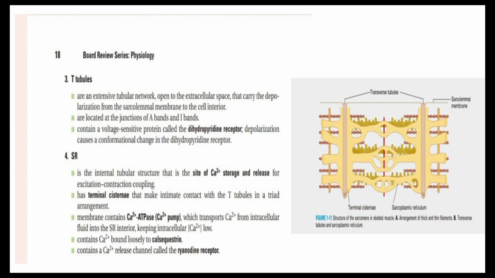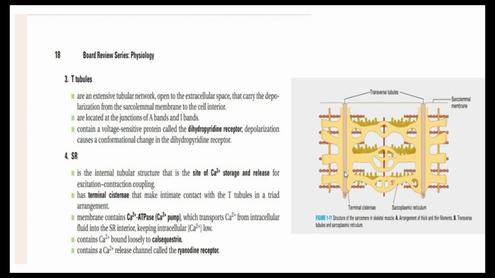The calcium is basically stored and released from the tubular structure, the sarcoplasmic reticulum. The sarcoplasmic reticulum is the tubular structure that is the site of calcium storage and release for excitation-contraction coupling. And it has the terminal cisternae that make intimate contact with the transverse tubules.